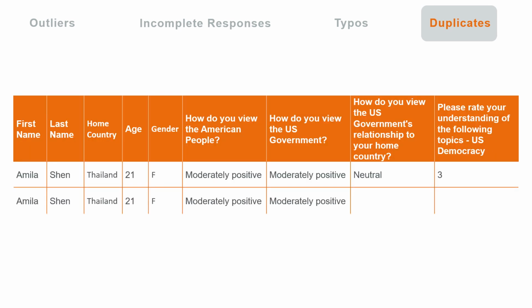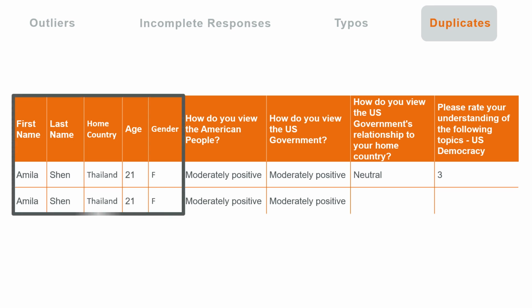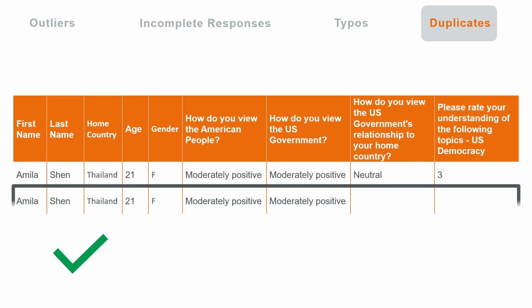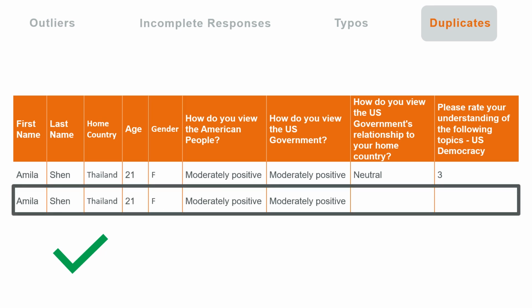Let's look at an example. In this survey, we collected some basic demographic information, including name, home country, age, and gender, which means that we can say with a pretty high degree of certainty that these 2 responses are duplicate entries. In which case, we would delete the entry that is least complete.